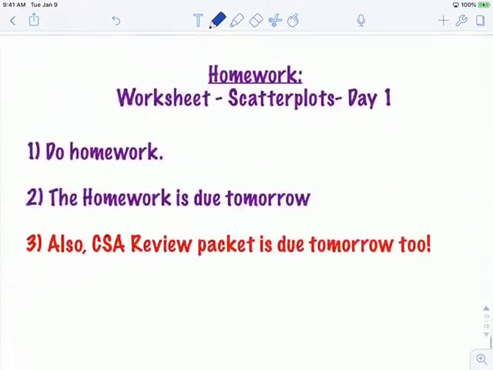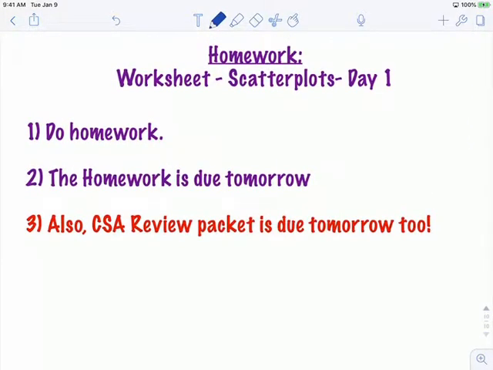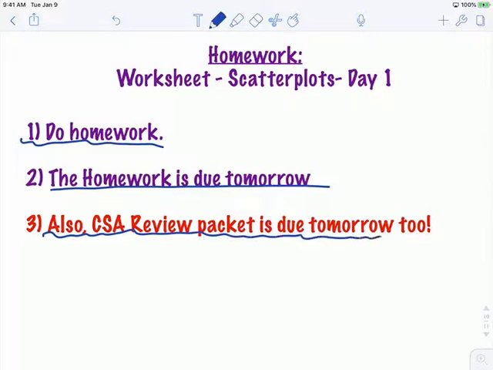So that should be everything for us here. There's homework inside of the packet, so be sure to check that out. That is going to be due tomorrow. Also, don't forget the CSA review packet that many people started and finished during or after our test yesterday. That is also going to be due tomorrow, so I'll check those two things. Tomorrow we'll review stuff with scatterplots before we take our CSA test on Friday. So that's everything. I will see you tomorrow.